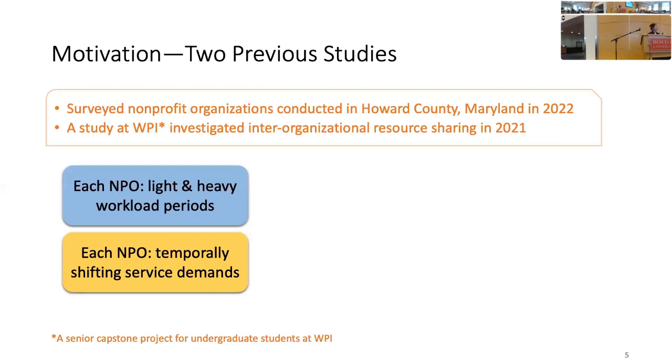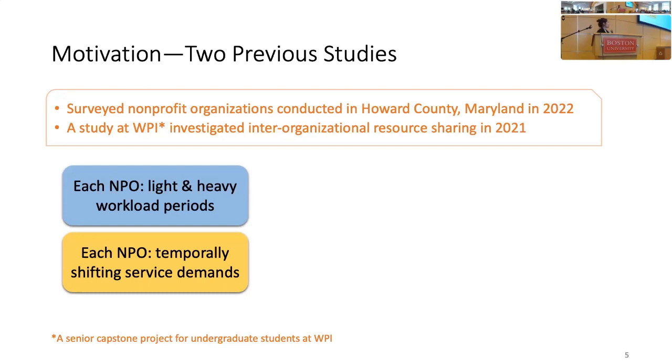So we had two surveys, one in-person event hosted in Howard County, Maryland, talking with and serving directors and staff from 22 different nonprofits, and another WPI project investigating interorganizational resource sharing. The two studies shed light on the possibility for nonprofits to exchange resources, possibly in a sustainable and frequent manner.